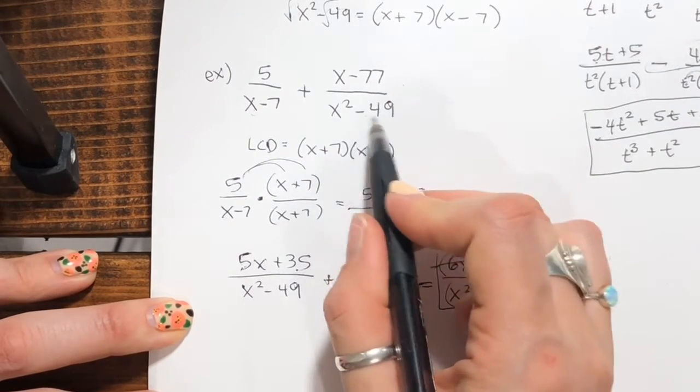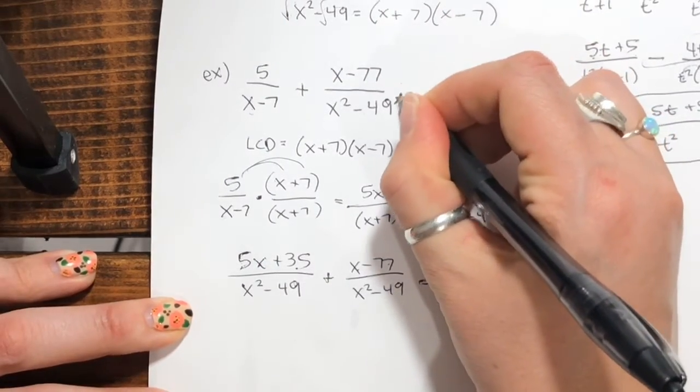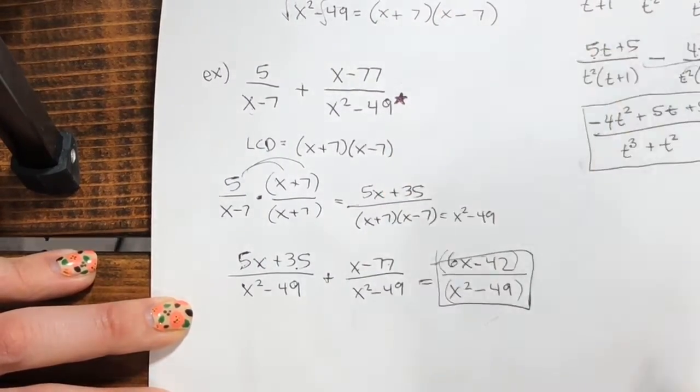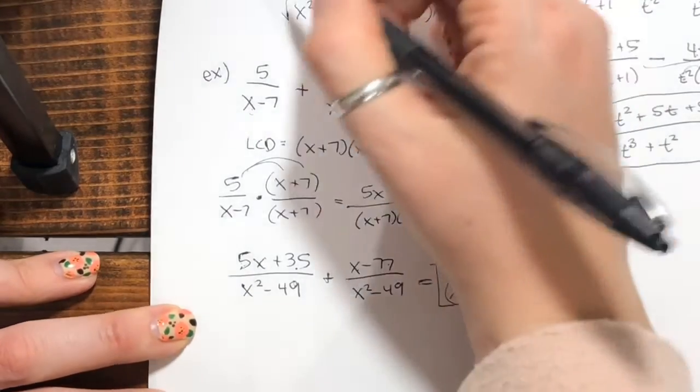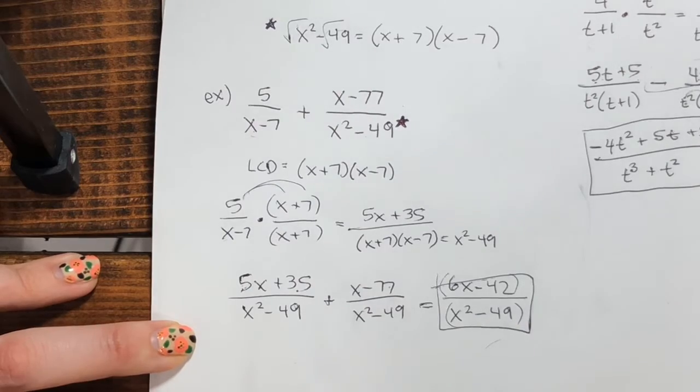So keep an eye out for ones like this that might have that difference of squares in it. They're actually easier than the other ones. So you might see that happen where you have that difference of squares format. So just wanted to say that.